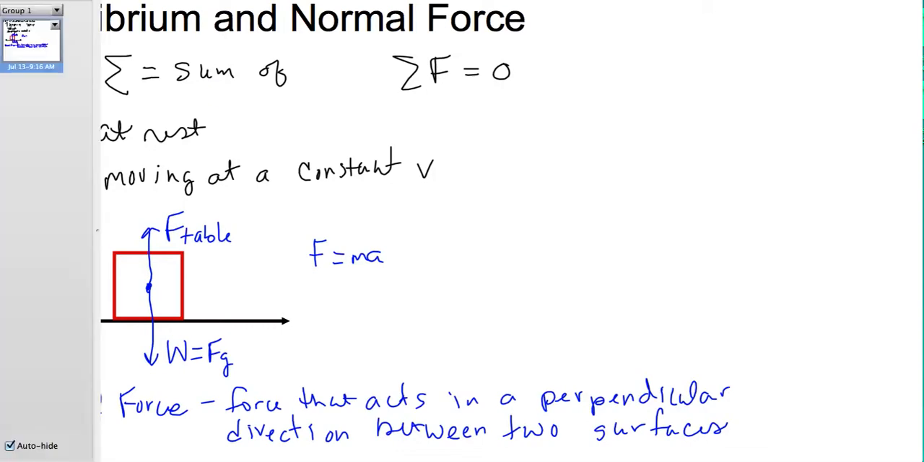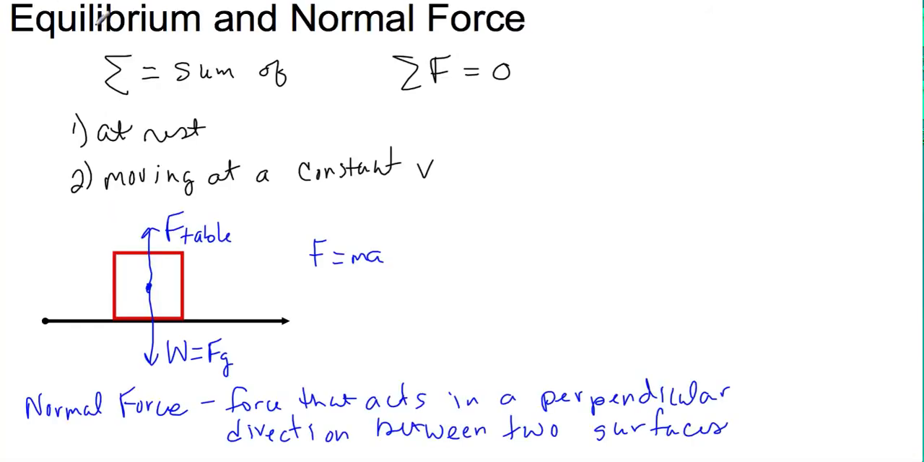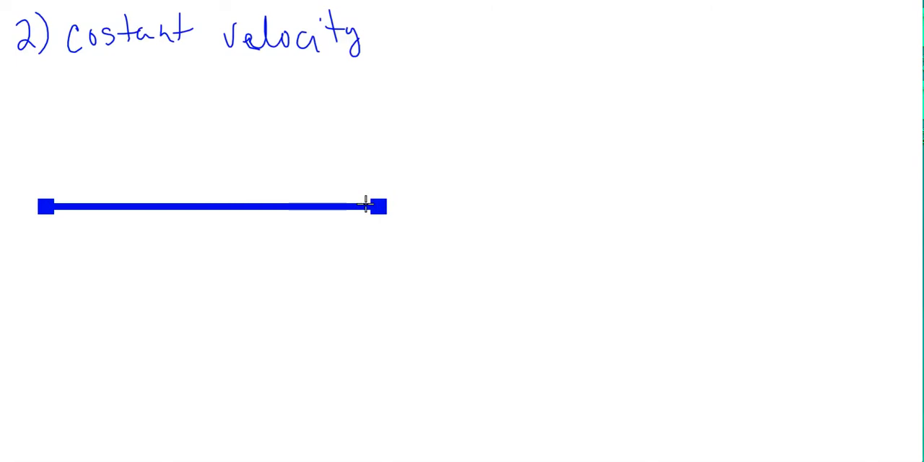So I'm going to clear some room here and put an extra slide. So this is going back to number 2. Constant velocity. Okay, so something's moving at a constant velocity. We want to look at this again. So this time I'm going to make this a surface that's ice.